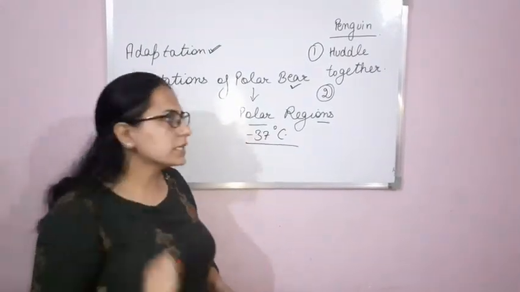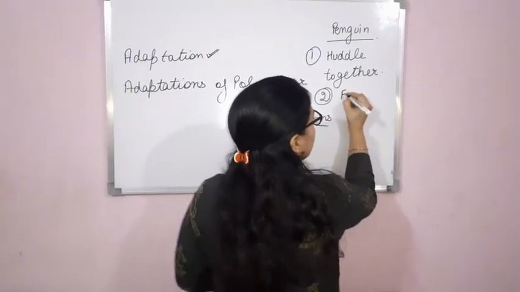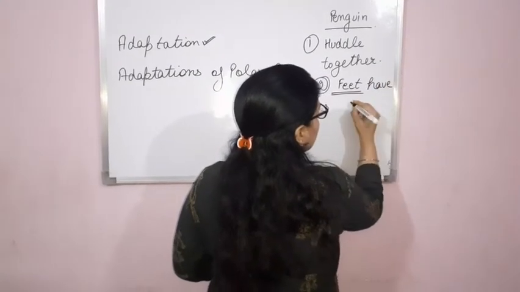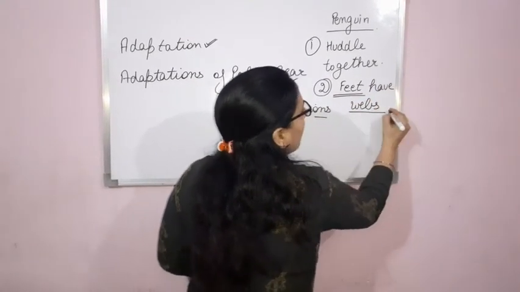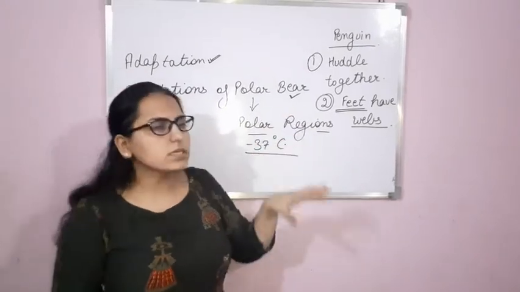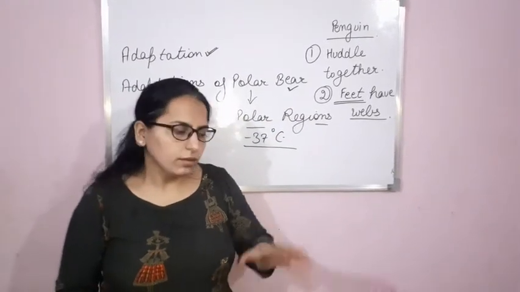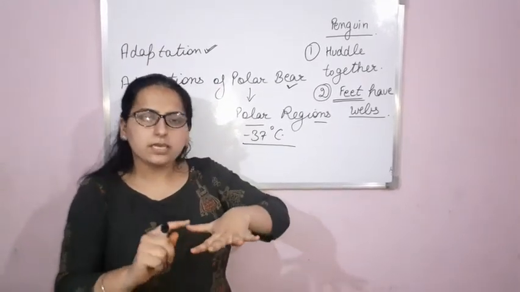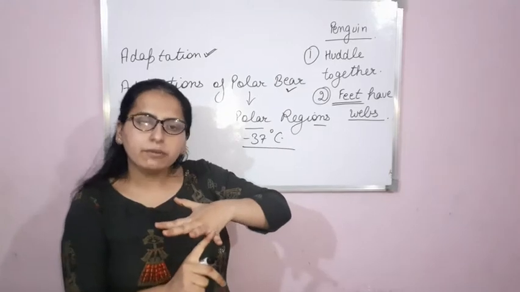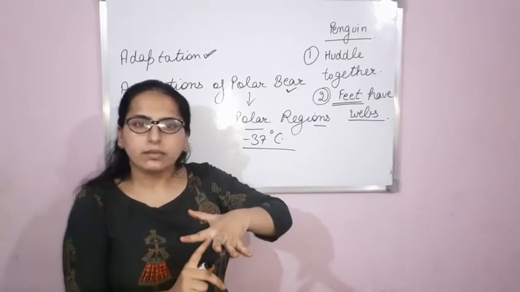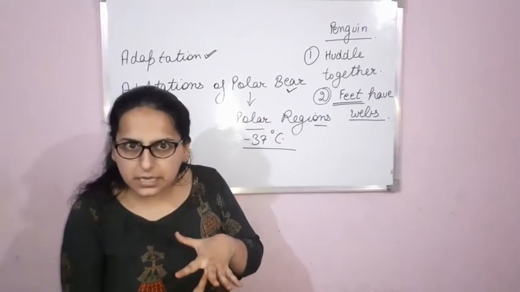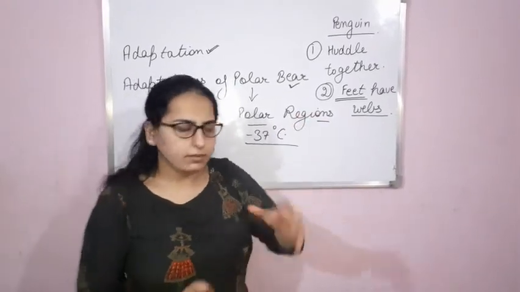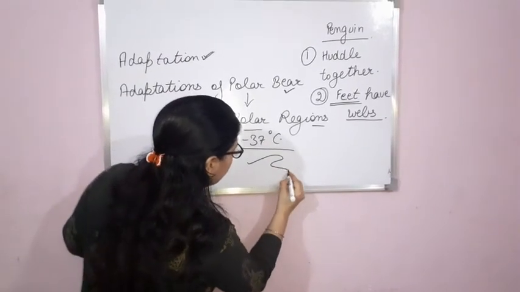Clear? Now, second adaptation, their feet. Their feet have webs. Now, what is the meaning of this statement? Let me talk about my hand only. Just see my fingers. In between the fingers, there is space, right? Now, webbed feet, like this.